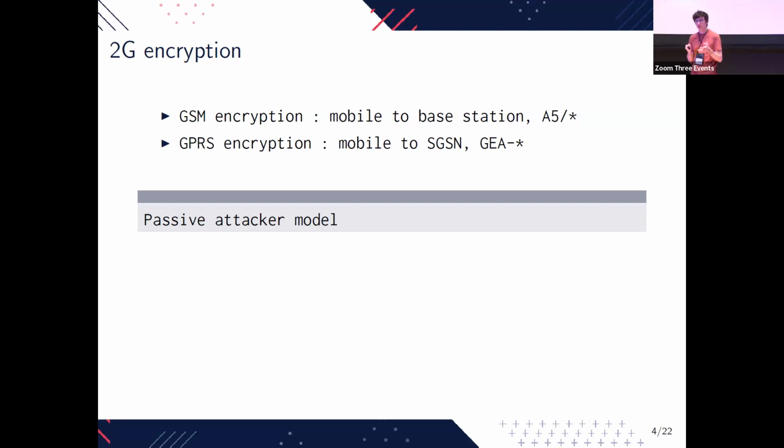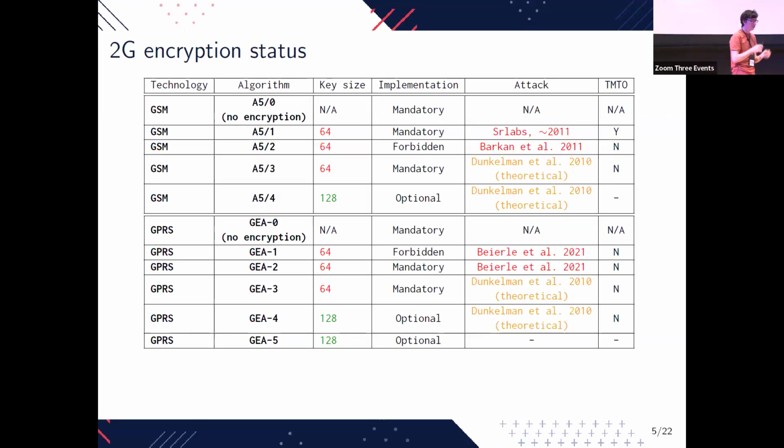And we are working here in a passive attacker model, meaning we have an antenna, we look at what's happening over the radio, and we try to decrypt the messages. Well, there are lots of 2G encryption algorithms that have been defined, and some of them broken over the years. I've not included the entire literature, but basically for GSM, A5/1 and A5/2 were rather quickly broken. A5/1 was broken using time-memory trade-offs in 2011, and the tables have been published by SR Labs. And GEA1 and GEA2 have been broken much more recently in a paper at Eurocrypt in 2021.